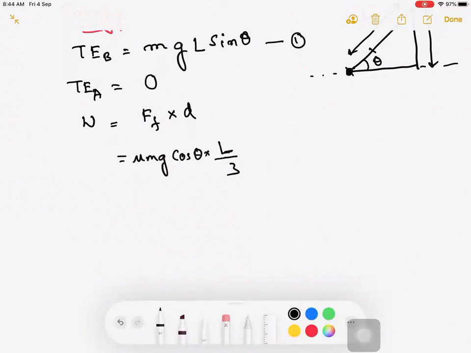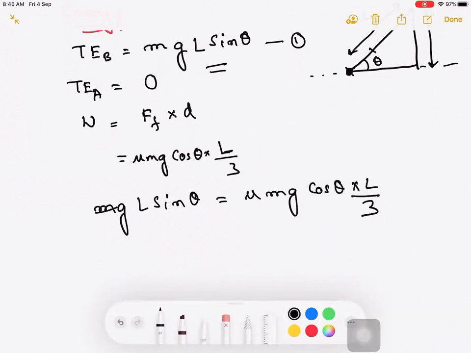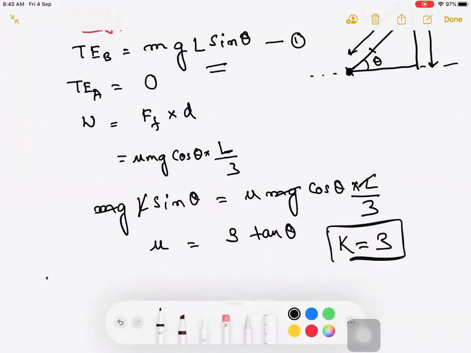So this work, mu mg cos theta into L by 3, must be equal to the initial total energy. If you put that, mg L sin theta is equal to mu mg cos theta into L by 3. mg cancels out, L cancels out, and I'm left with mu is equal to 3 sin theta by cos theta, which is 3 tan theta. Hence, once again, I get k is equal to 3, the answer. But this is a much simpler, much shorter process, okay? So this is done. This is also a moderately simple to moderately difficult problem. Okay, thank you.